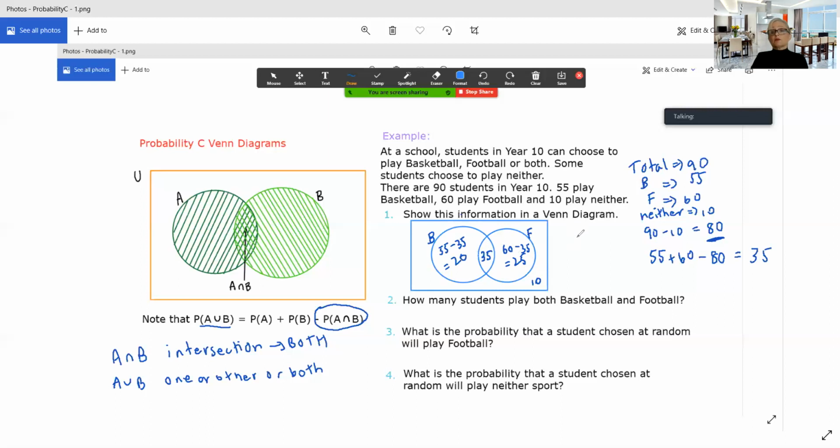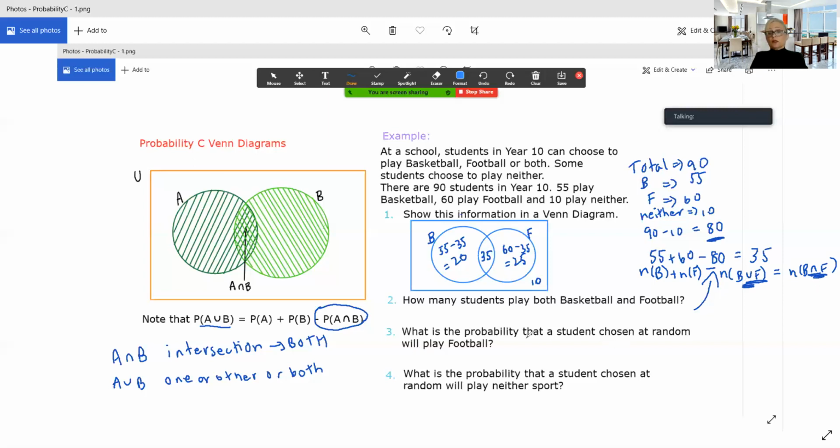So we've done our first step, we've done our Venn diagram. How many students play both? Well, we just worked that out. In order to get our Venn diagram done, we had to do that calculation. What we did was the number who did basketball plus the number who did football minus the number who do basketball or football, and that worked out the intersection for us. This union means or, this means and. So this means one or the other or both, this means both.